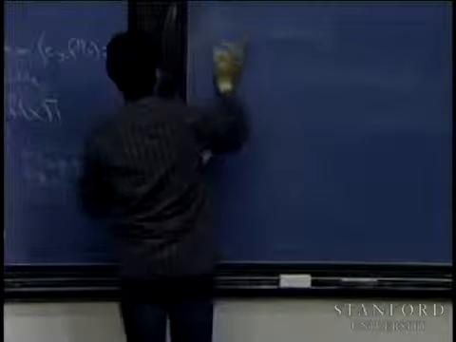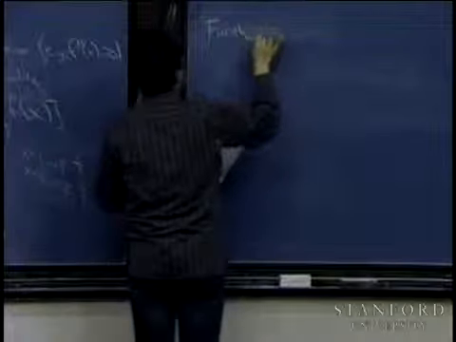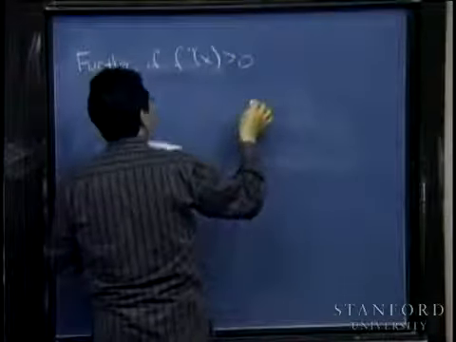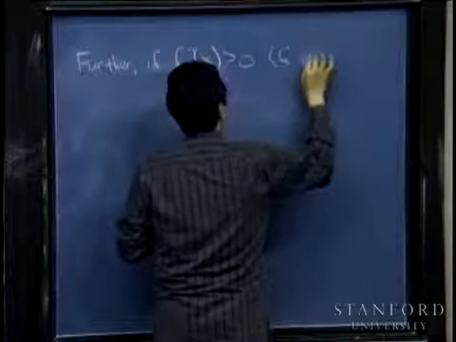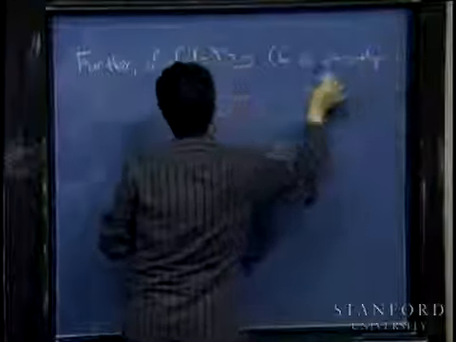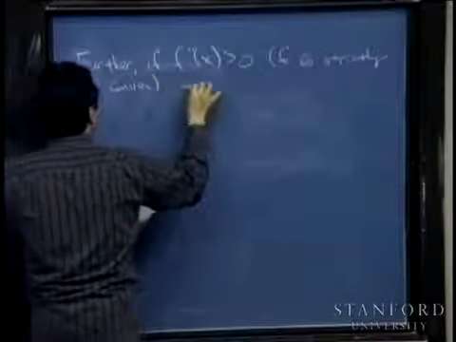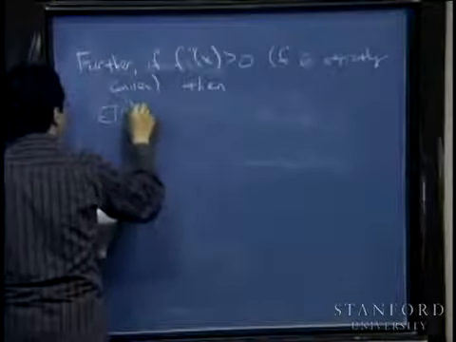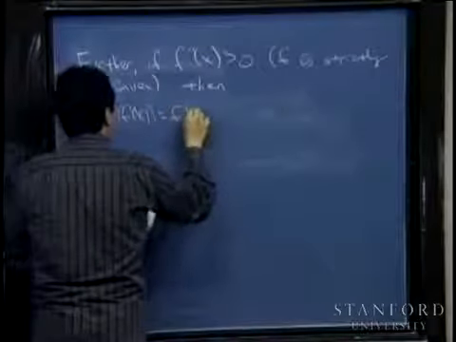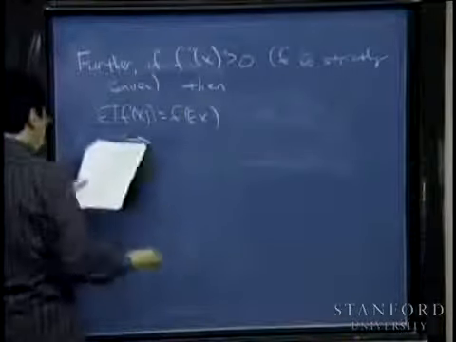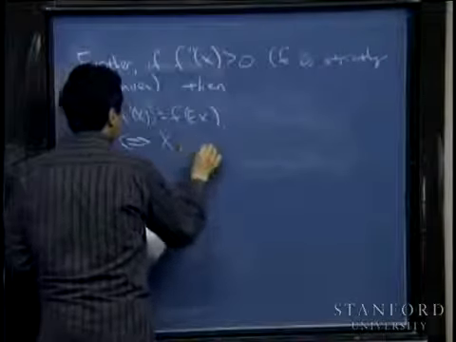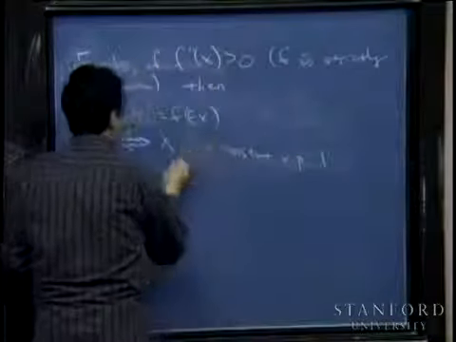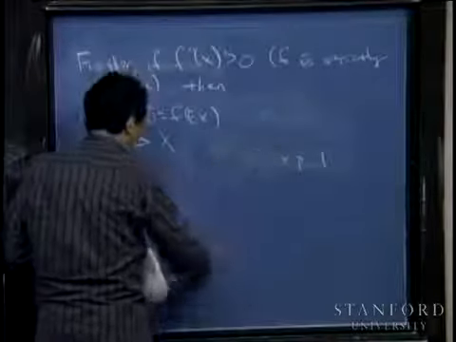And it turns out that further, if f double prime of x exists and is strictly greater than 0, we say f is strictly convex. Then the inequality holds with equality, in other words, E of f of x equals f of E of x, if and only if x is a constant with probability 1. Another way of writing this is x equals E of x.